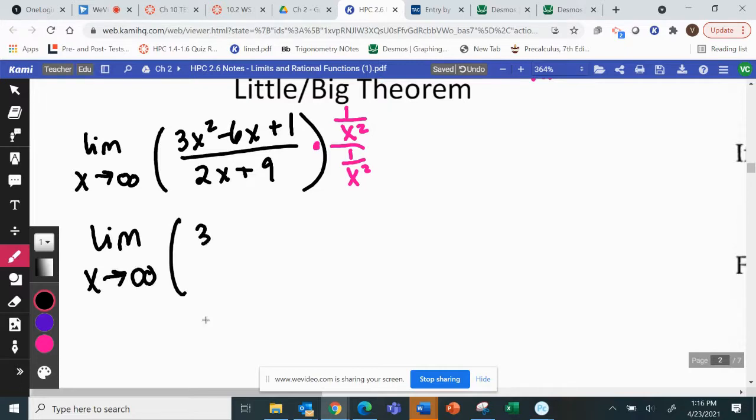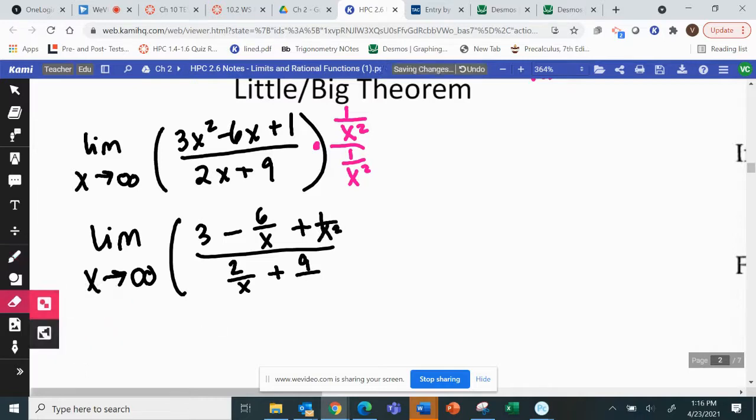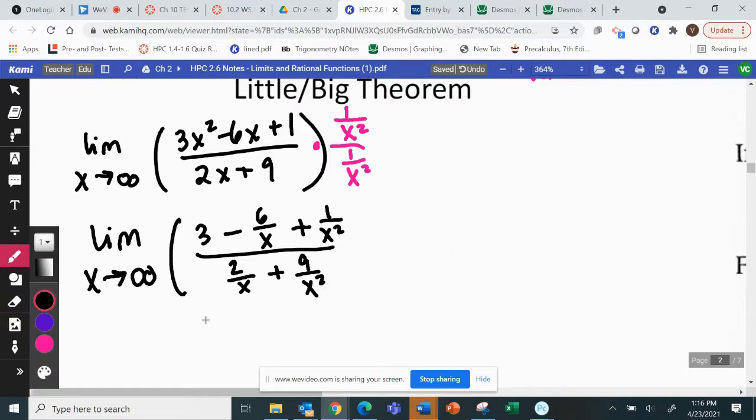So I will have 3 minus 6 over x plus 1 over x squared. And then I will have 2 over x plus 9 over x squared. Let me rewrite that. Okay, so I haven't changed the value of my equation. I just made it look way more complicated.